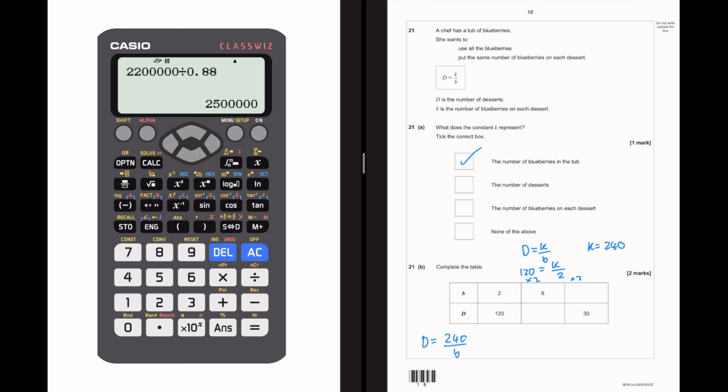So we can work out what D is for when B is 6. 240 over 6 is equal to 40. And then we can work out what B is when D is equal to 30. So 30 equals 240 over B. So if you multiply both sides of the equation by B, we've got 30B equals 240. And then if we divide both sides of the equation by 30, 240 divided by 30 is equal to 8.